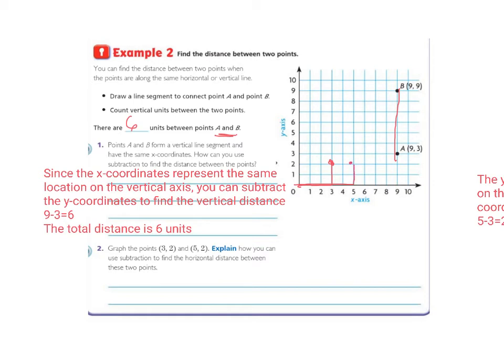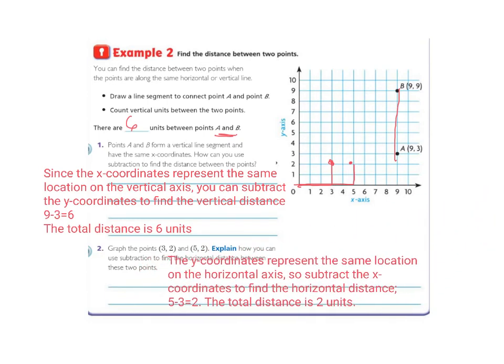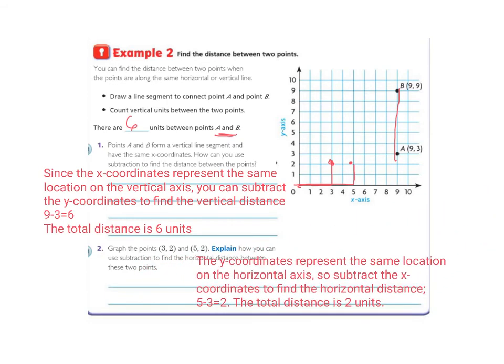Okay, so according to what I did before, if I have (3, 2) and (5, 2), by knowing that the y-coordinates represent the same location, right? Because the 2 and the 2 is the same location on the horizontal axis. All I need to do is subtract the x-coordinates, so that would be the 3 and the 5. So 5 minus 3 is 2, so the total distance is 2 units, and as you can see, that is correct. 1, 2. The total distance is 2 units.